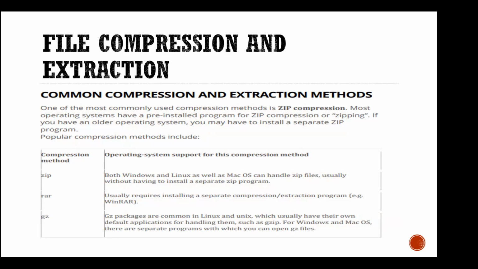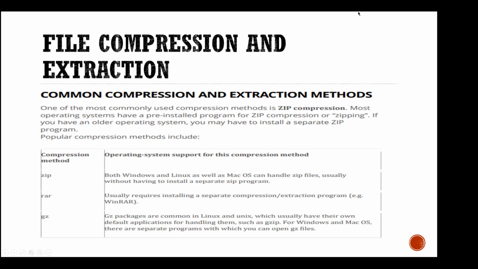Extraction methods. One of the most commonly used compression methods is zip compression. Most operating systems have a pre-installed program for zip compressions or zipping. If you have an older operating system, you may have to install a separate zip program. Popular compression methods include zip, RAR, and GZ. Both Windows and Linux as well as Mac OS can handle zip files usually without having to install a separate zip program.